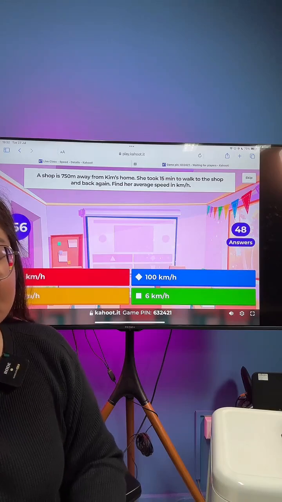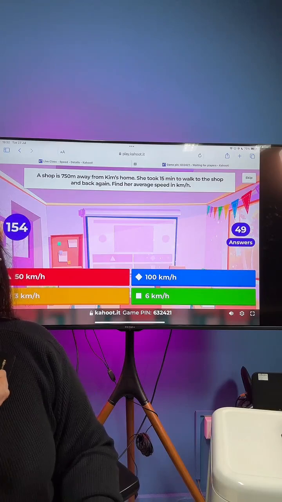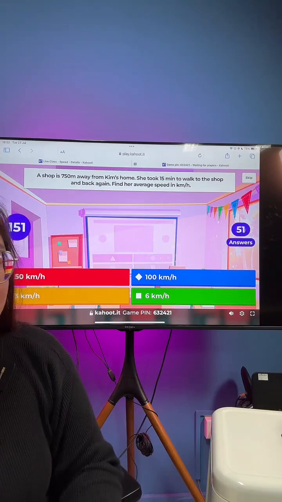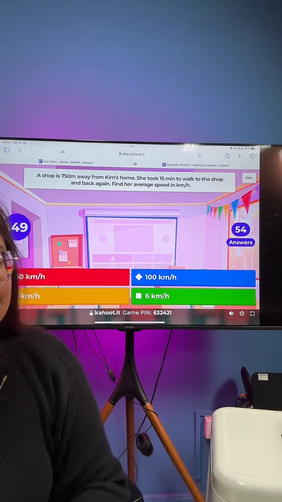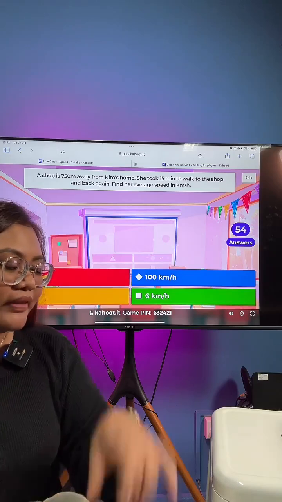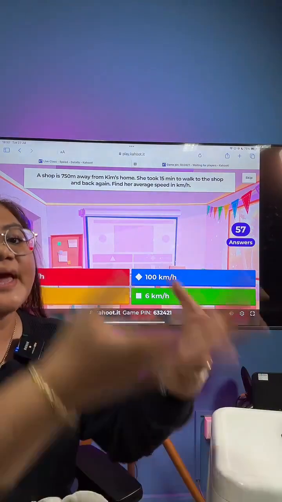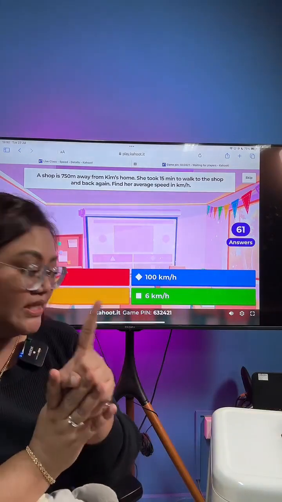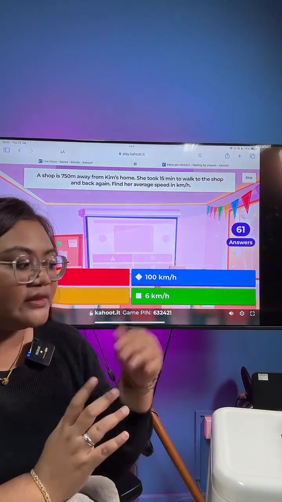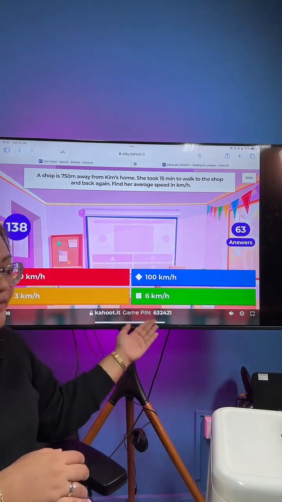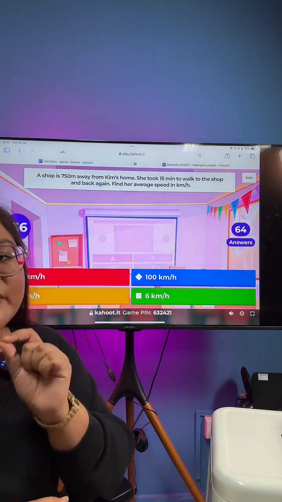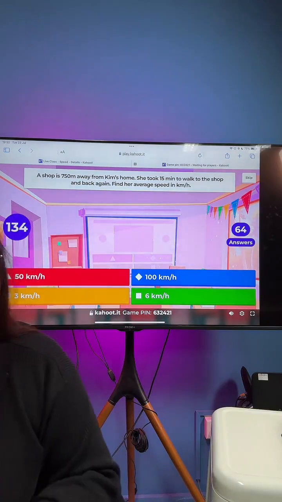Thanks, Tashani. McSpicy, very fast. McSpicy, are you sure? Guys, I'll give you a hint, okay? Number 1, you are going to the shop and coming back again. That is the first hint. Number 2, think about the solutions that you have here, the answers, and see whether it is possible.